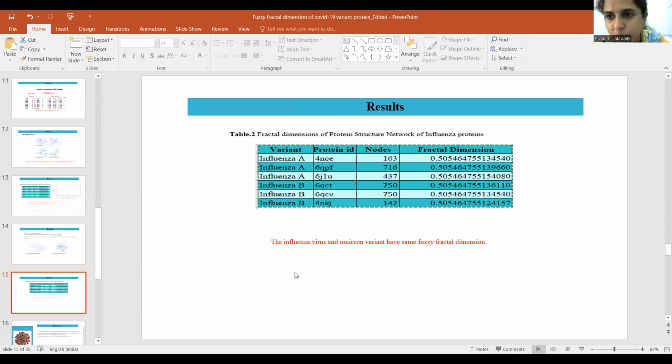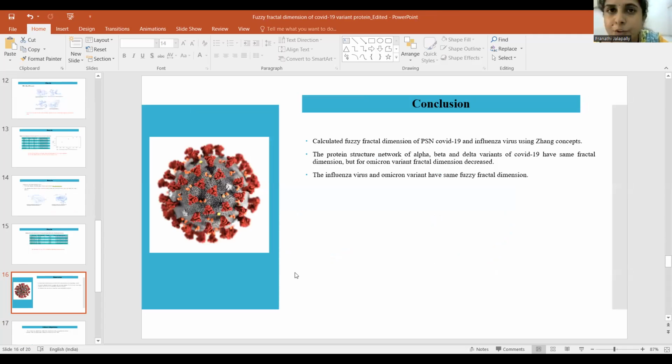In conclusion, here we calculated the fuzzy fractal dimension of the PSN of COVID-19 and influenza virus using fuzzy concepts. Interestingly, the alpha, beta, delta variants have the same fractal dimension, but for the Omicron variant the fractal dimension decreased. And influenza and Omicron variant have the same fractal dimension.